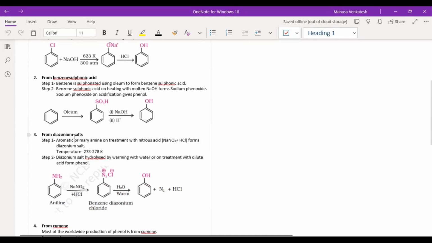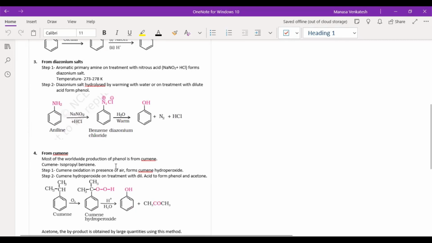So the next one is from diazonium salts. Diazonium salts are basically the ones which have the N2+ Cl-. So first of all, aniline is getting converted to benzene diazonium chloride by the reaction with NaNO2 plus HCl. This is also called nitrous acid. And the temperature is going to be 273 to 278 Kelvin. Further, this benzene diazonium chloride is going to undergo hydrolysis with water on warming, and this gives us phenol with nitrogen and HCl.